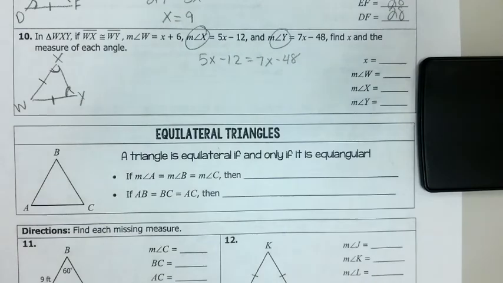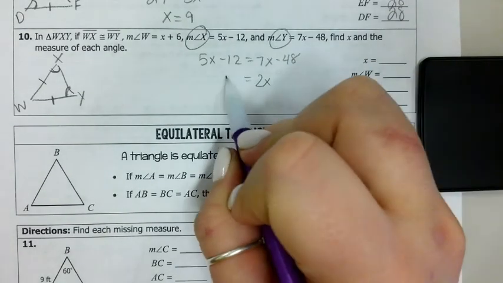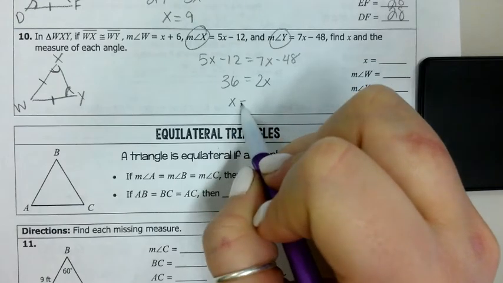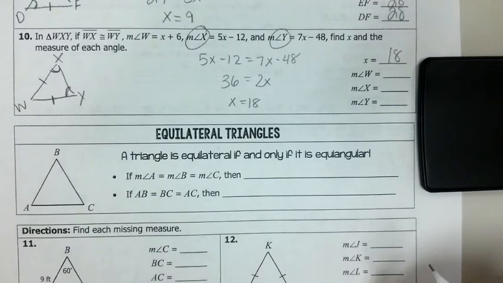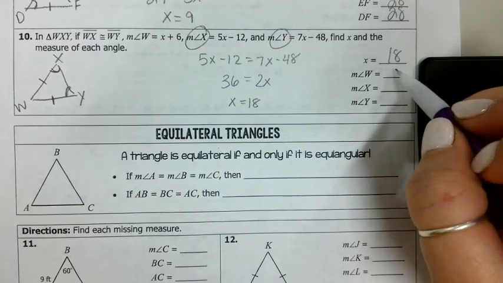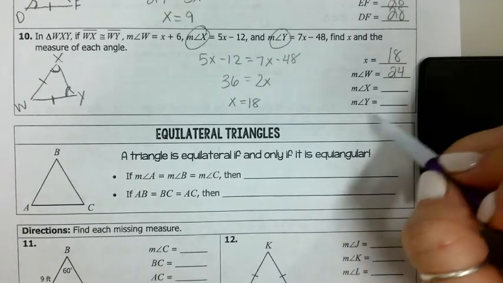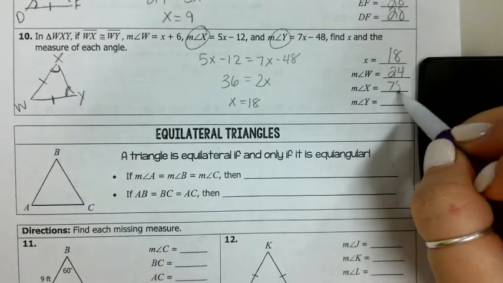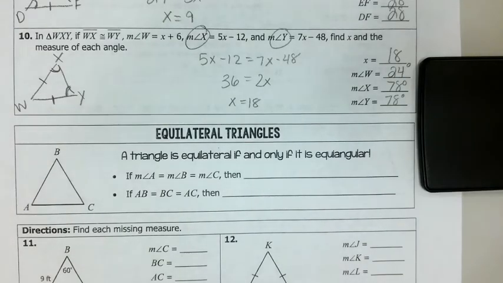We get 2x is equal to 36. x is equal to 18. And then plug it in. 18 plus 6 is 24. 5 times 18 minus 12 is 78. And that other angle is also the same because there are two congruent base angles.